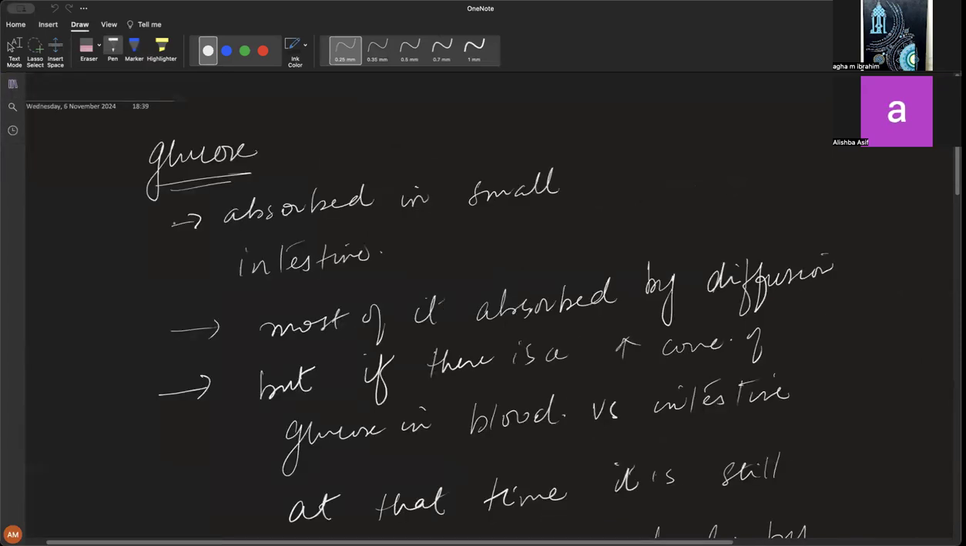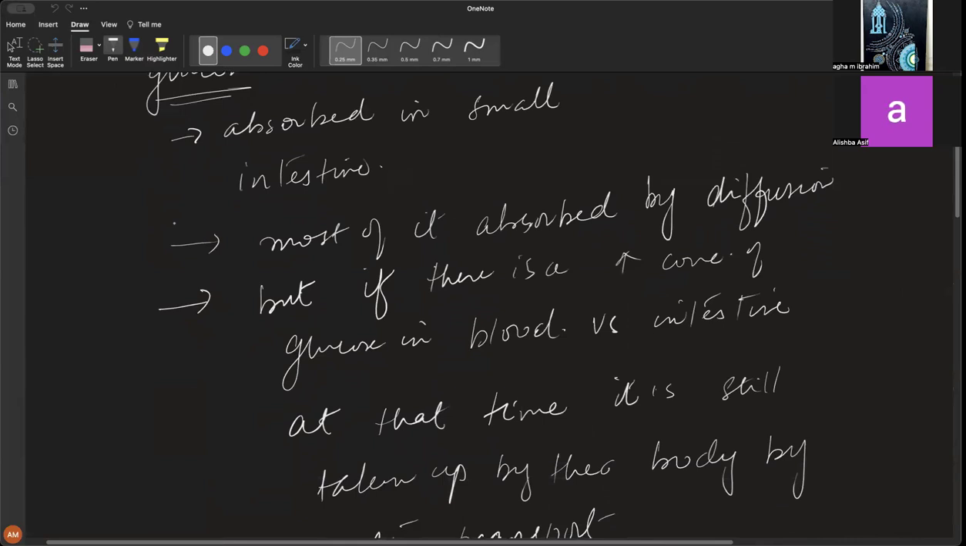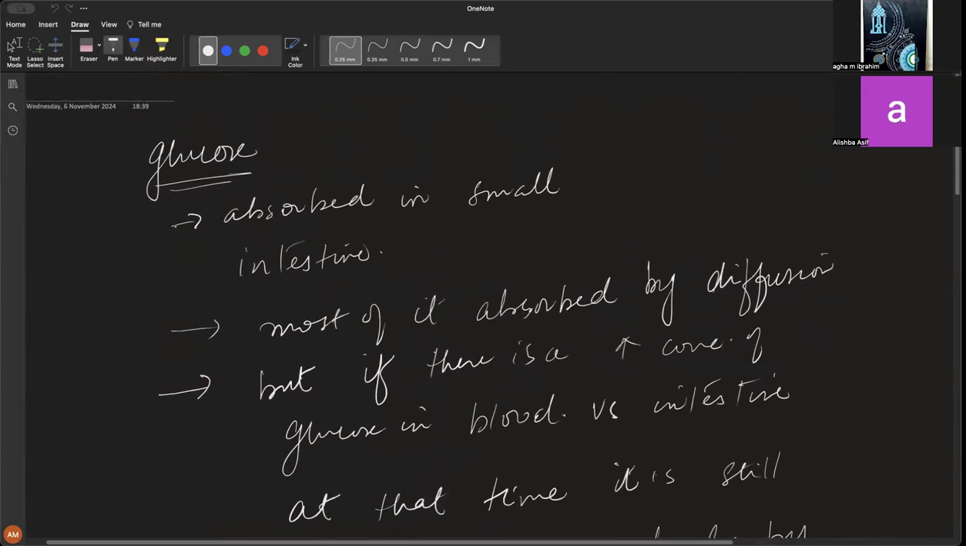Right. So what are the substances that generally are digested and absorbed in the small intestine? Glucose is absorbed in the small intestine. Most of it is absorbed by diffusion. So we are going to be talking about the absorption, not the digestion. We've already discussed how digestion takes place in the small intestine, if you could recall. Most of it is absorbed by diffusion.